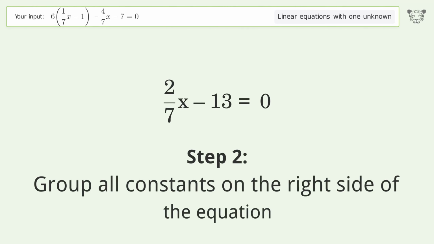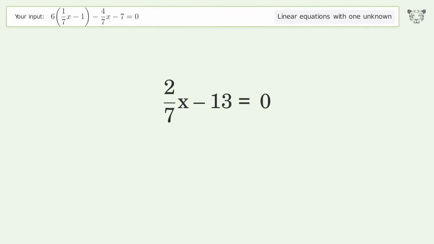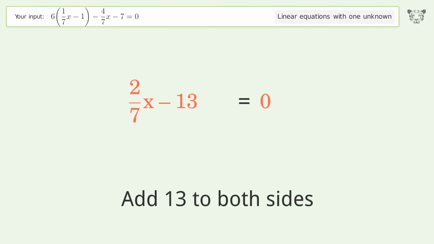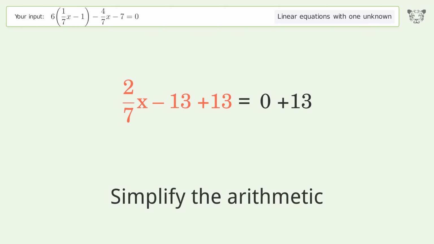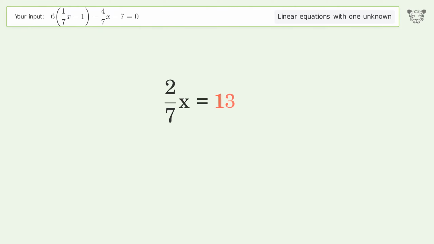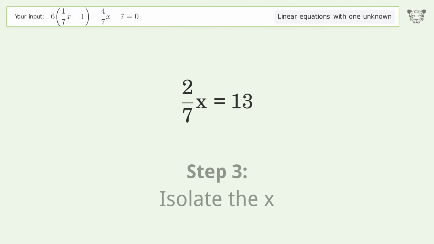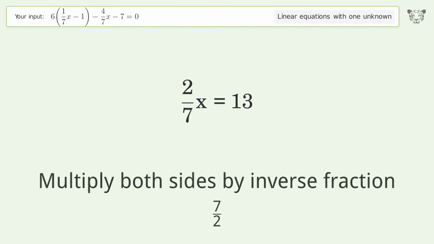Group all constants on the right side of the equation. Add 13 to both sides. Simplify the arithmetic. Isolate the x. Multiply both sides by the inverse fraction 7/2.